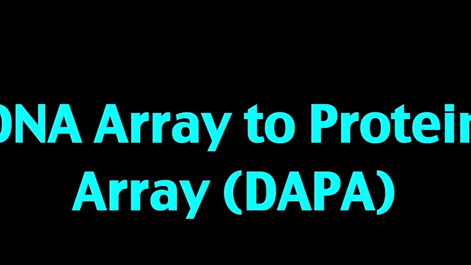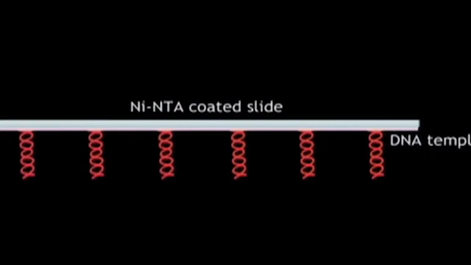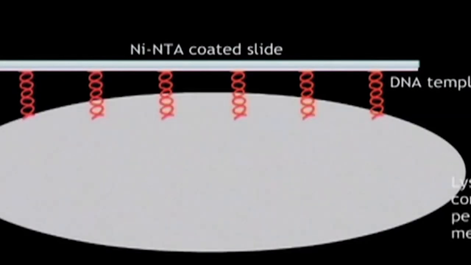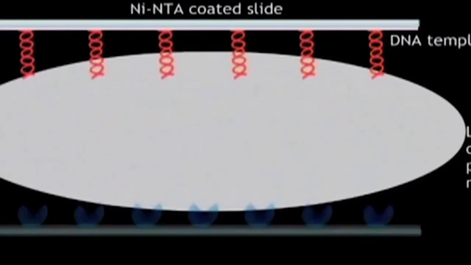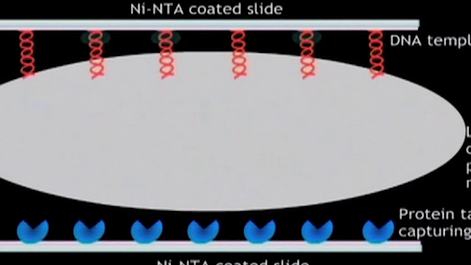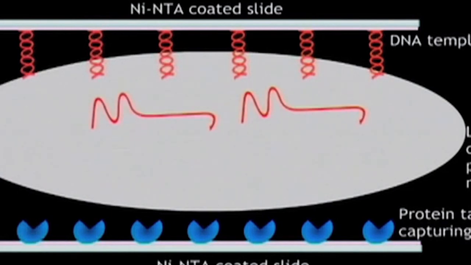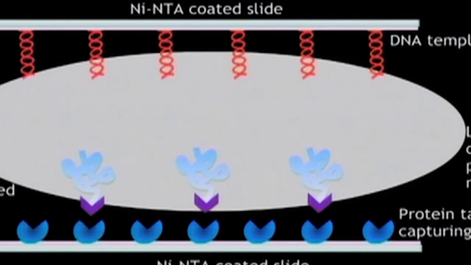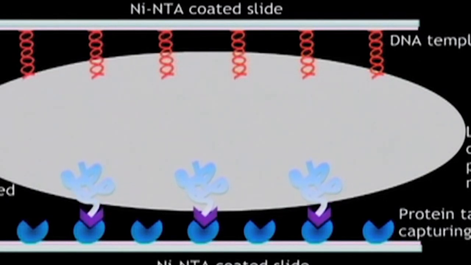DNA array to protein array, known as DAPA. In DAPA, the slides bearing the DNA template and the protein tag capturing agent are assembled face to face with a lysate containing permeable membrane placed in between. The expressed protein slowly penetrates the membrane and gets immobilized on the slide surface through its capture agent.